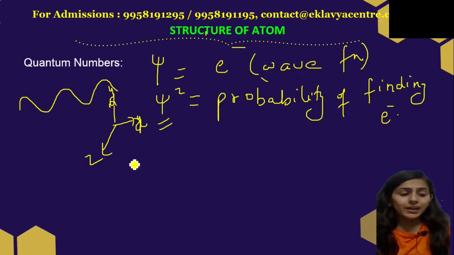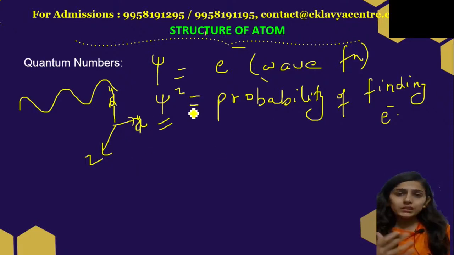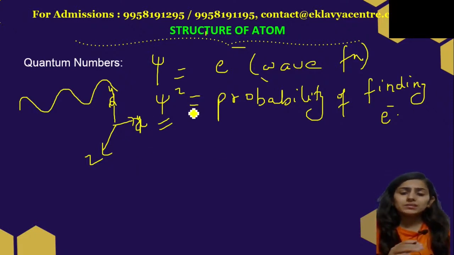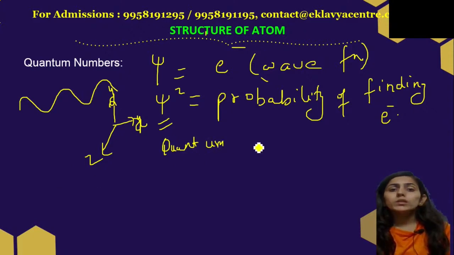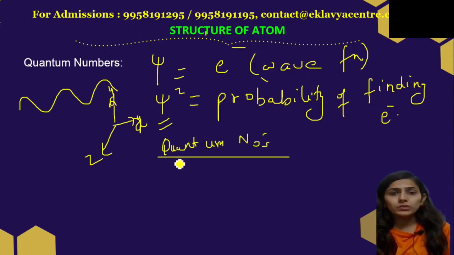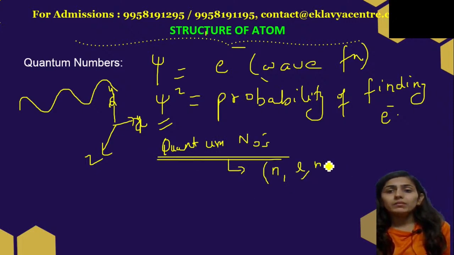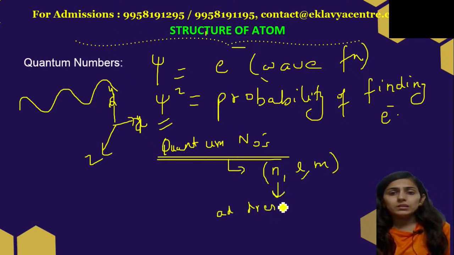See, you don't have to know the equation. I can tell you the equation, but let's not go into the depth. On solving the wave equation, or Schrodinger equation, he got three quantum numbers, n, l, m, which tell the address of the electron. Our main aim was to know the location of the electron.